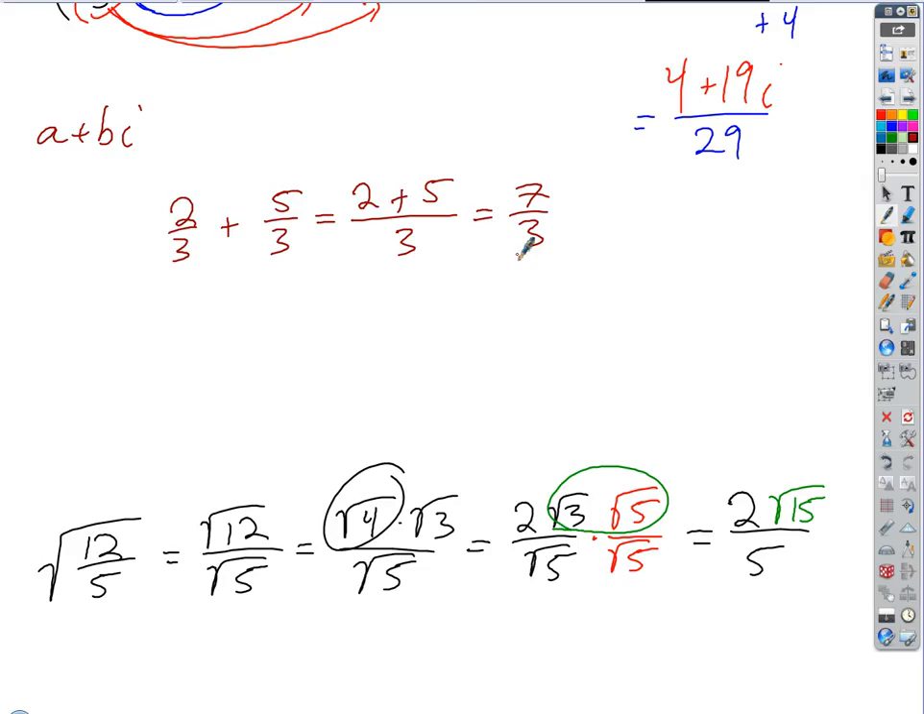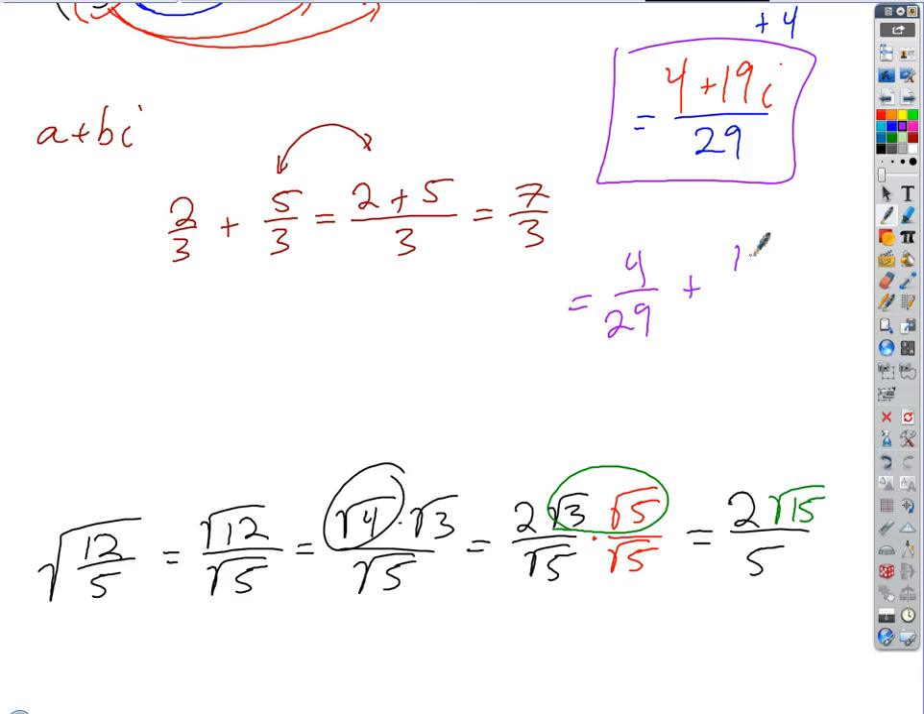So my point is just that, look right here, I can go either direction with this. I can either write this as a sum over one denominator, or I can split it into separate fractions with common denominators. So I could take this answer and split it up into 4 over 29 plus 19 over 29 times i. And that looks like a plus bi, doesn't it? If I just split it into separate fractions. Okay?